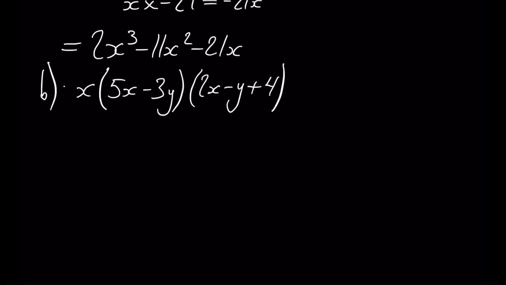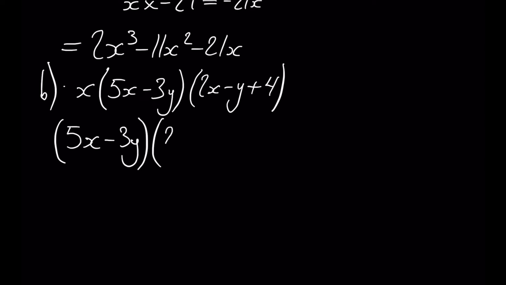Now for the second example, we've again got three expressions. This time, we've again got three expressions multiplied with one another, but this time one of the expressions has three terms. But again, the same rules apply. We'll start off by multiplying 5x minus 3y by 2x minus y plus 4. So we've got 5x minus 3y multiplied by 2x minus y plus 4.